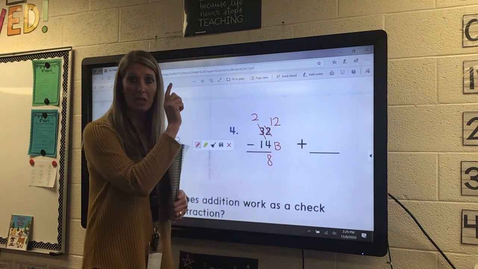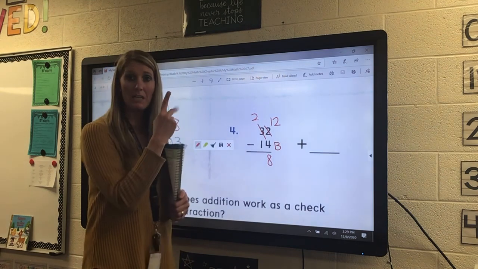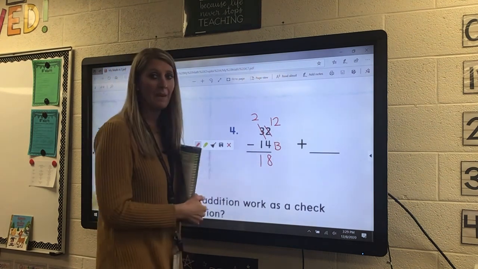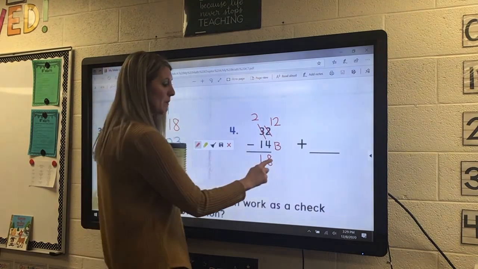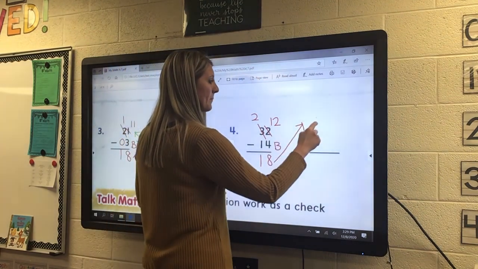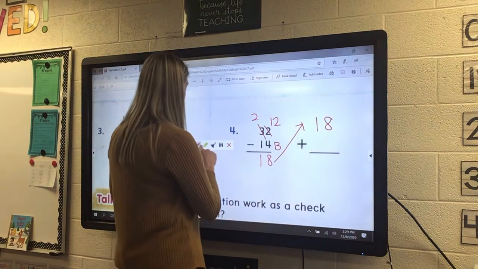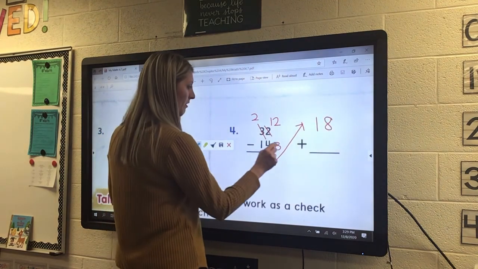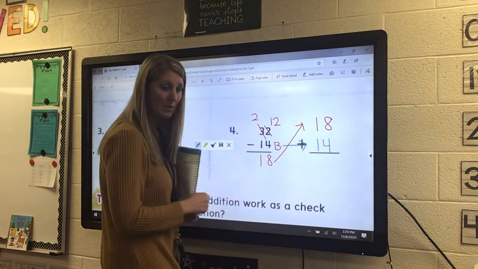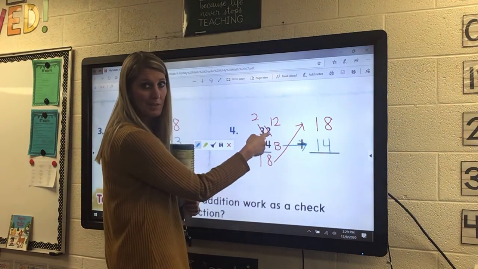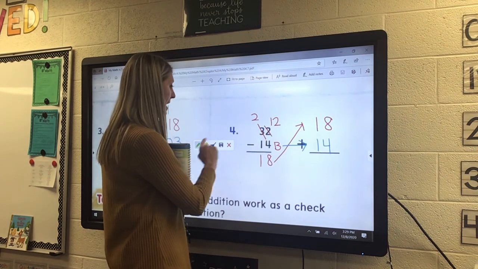And then in the tens column I have 2 and I take 1 away. That's 1. All right, let's double check our subtraction to see if we did that correctly. We're going to put the 18 up here. We're going to move the 14 across. And we're going to add going down. Now our sum should match this number up here. So let's add going down.